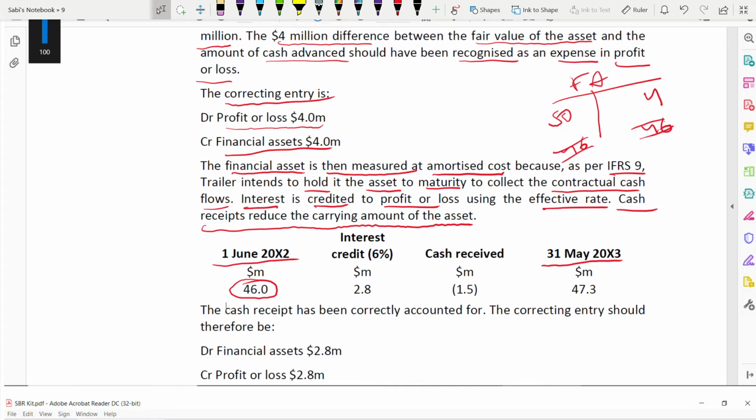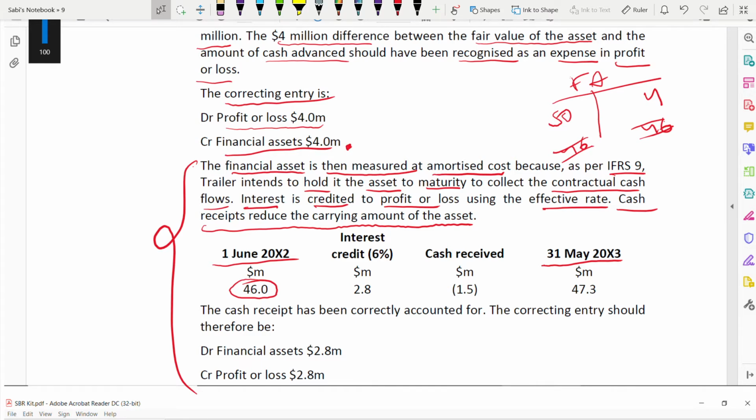That's why we talked all about this amortized cost and everything, because we want to find, on 31st May 2003, after 1 year, the carrying amount. That's why we are discussing all these things from here onwards. Understood? All these things till here, you were doing 46 million only. After this, carrying amount, amortized cost.